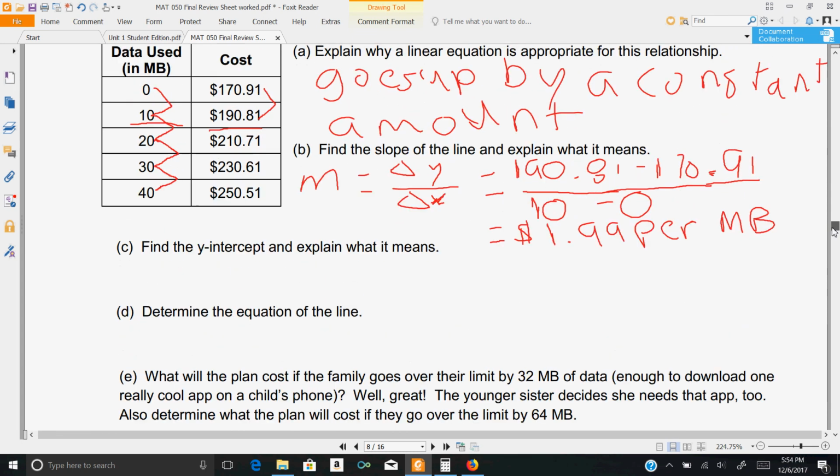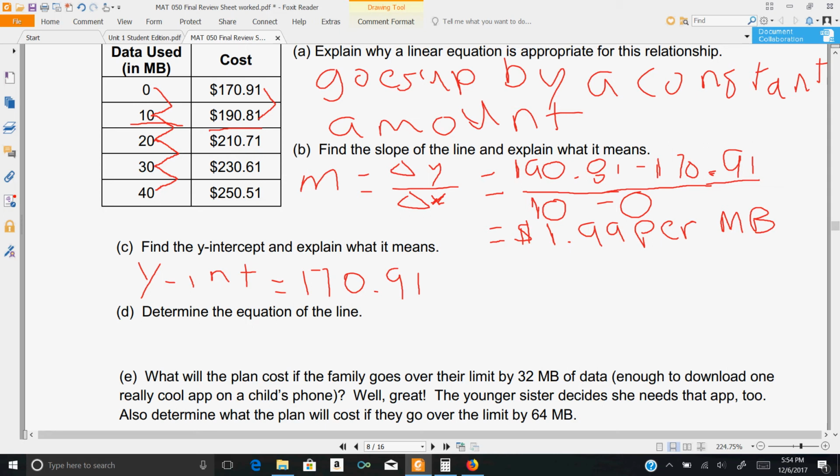C says find the y-intercept. On this one, it's pretty easy because we've got the table. A lot of times you can use the slope to calculate the y-intercept, but in this case, we just know that the y-intercept equals 170.91, and that is because that's where x equals 0. To find the y-intercept, you find what happens when x equals 0, and we're given that in the table.